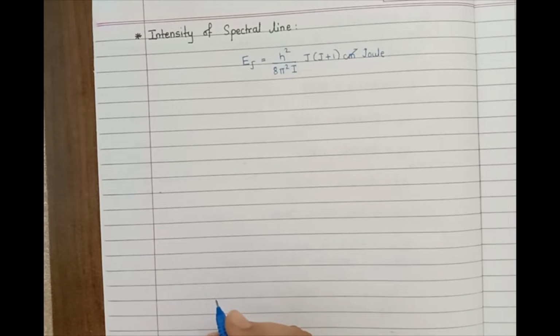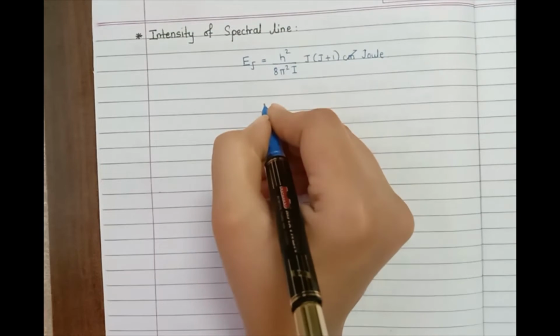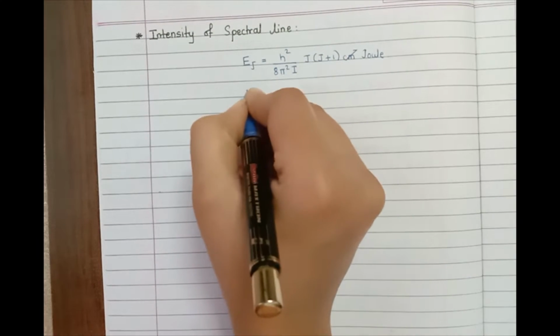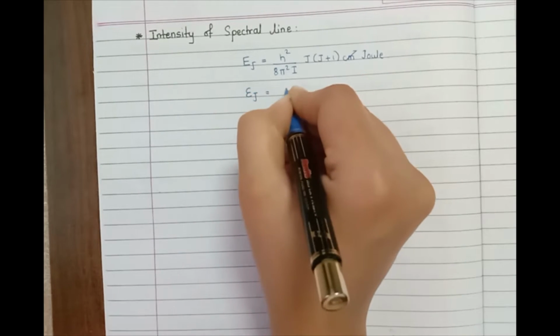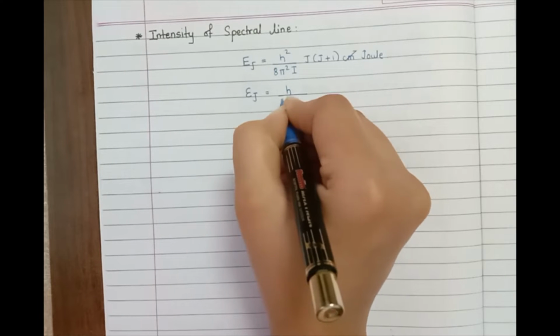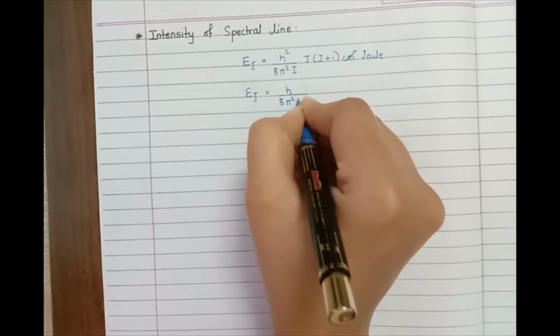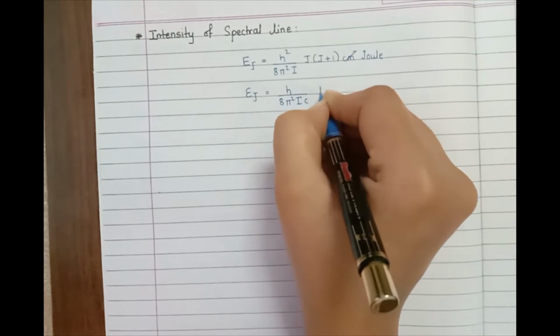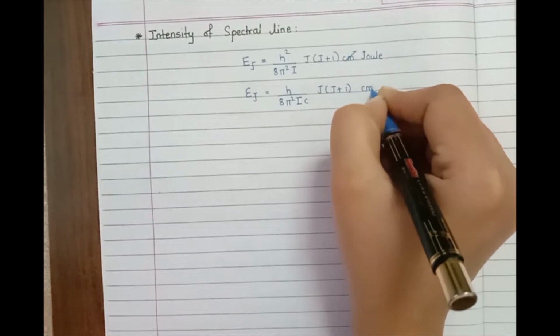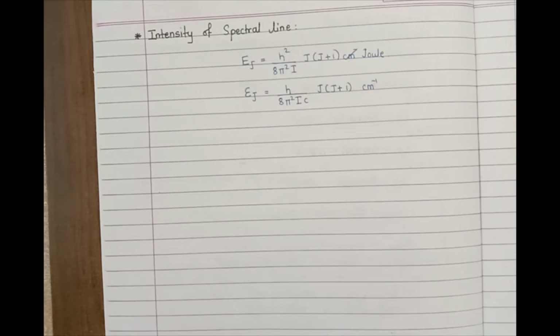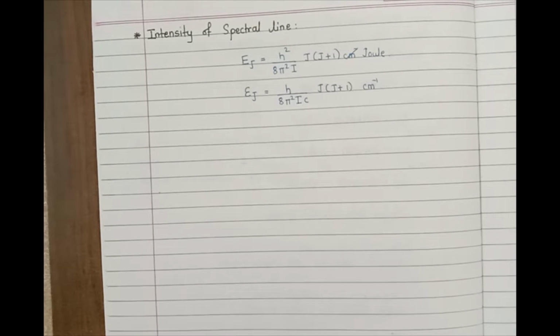Now the next step is to convert it into the wave number, that is epsilon j. It was h upon 8 pi square I c into j into j plus 1, and the unit is centimeter inverse. So this we have studied in the previous lecture.